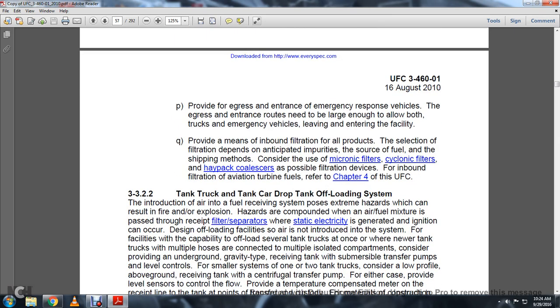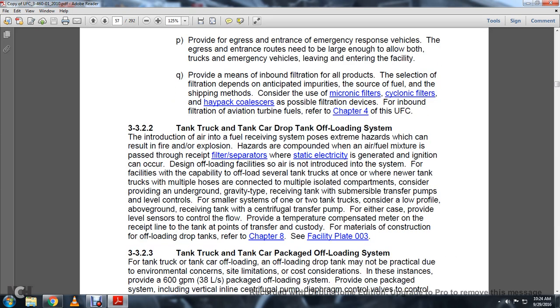Provide ingress and egress entrances for emergency response vehicles, and routes large enough to allow both trucks and emergency vehicles to leave and enter the facility. Provide a means of inbound filtration of the product. The selection of the filtration depends on the anticipated impurities of the source of the fuel. Shipping methods considered include micronic or cylindrical filters or clay-bed filters. For possible filtration devices for inbound filtration of aviation turbine fuels, refer to Chapter 4 of this Unified Facilities Criteria.